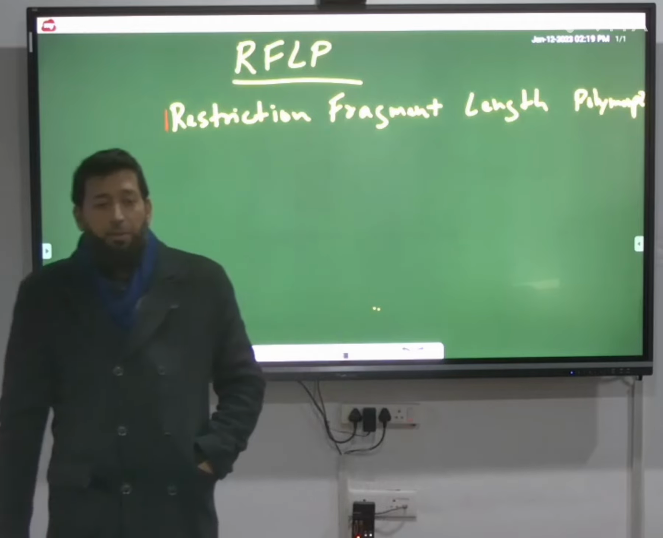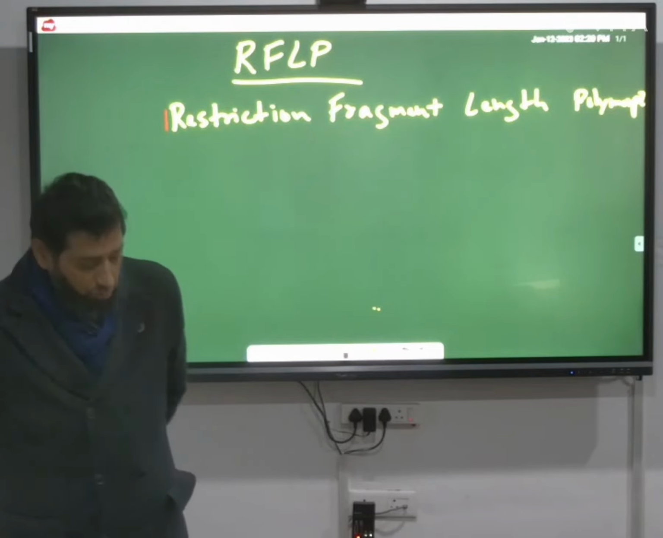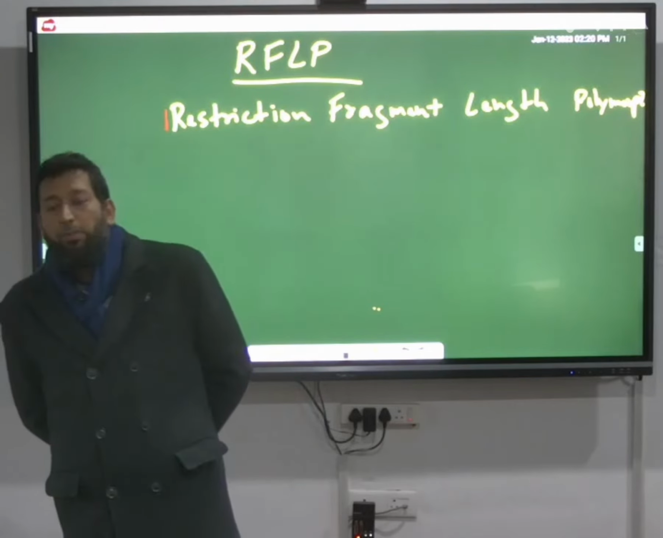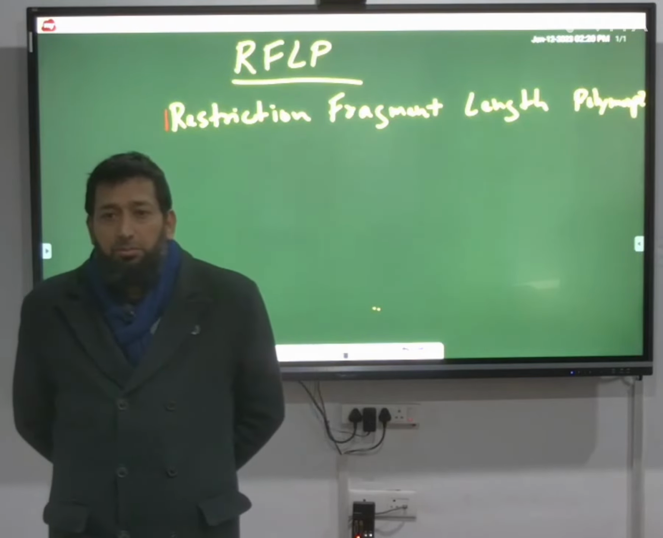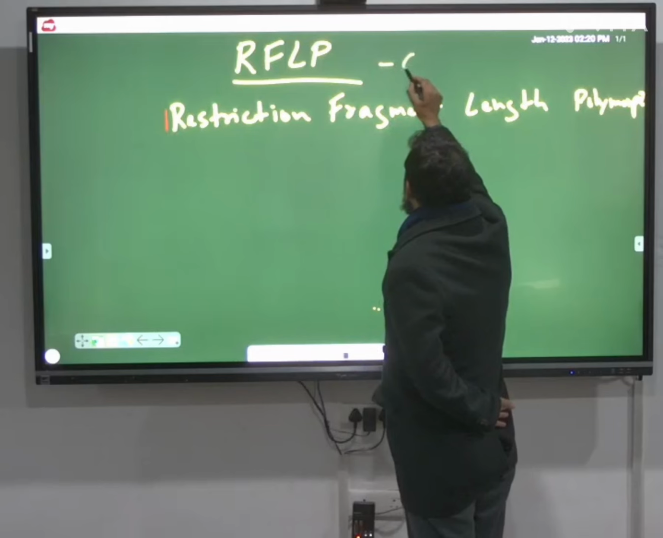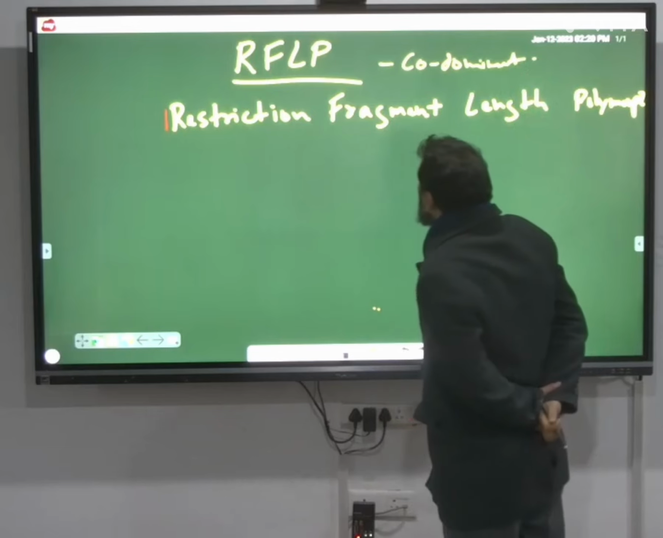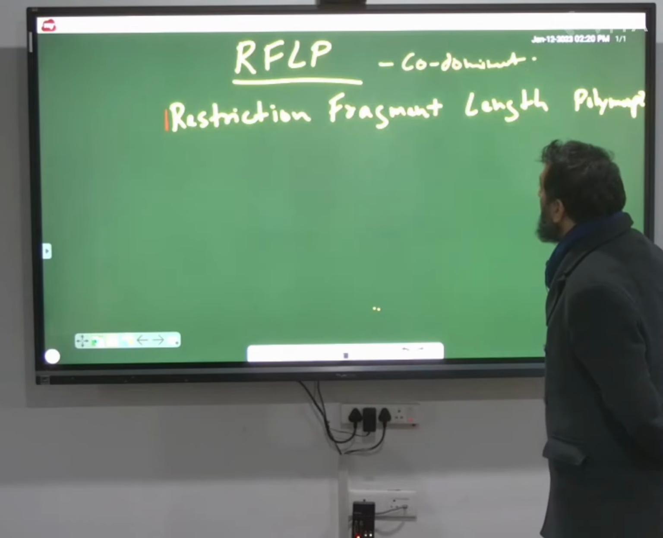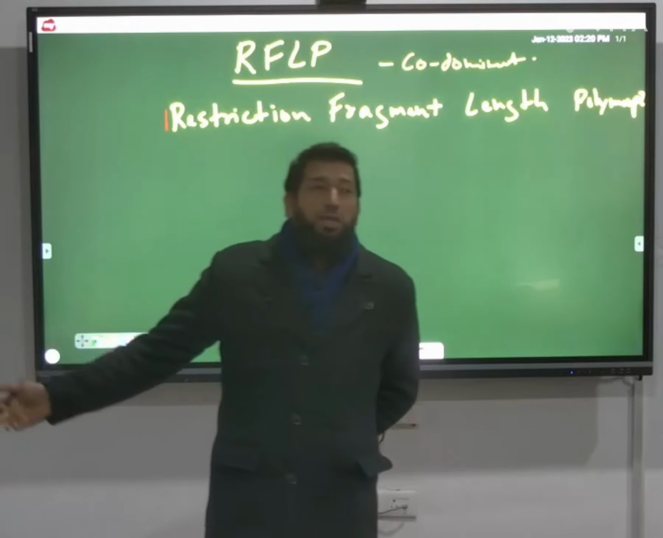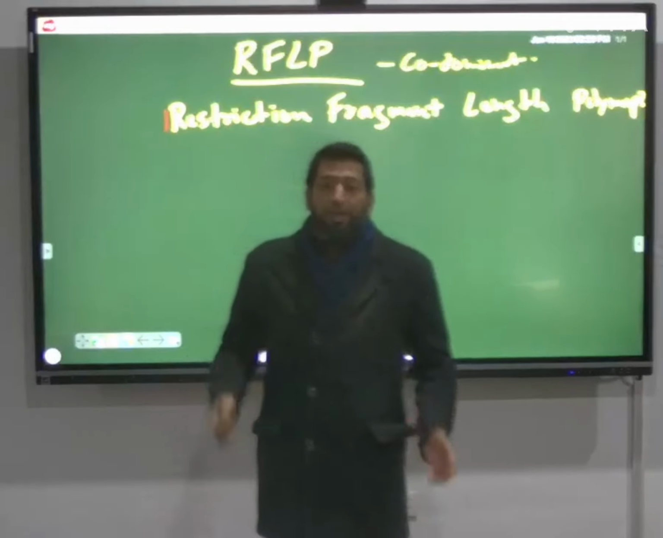So restriction fragment length polymorphism is a marker that we use to see variation between two, say, crop plants or variants. So RFLP is a codominant marker. And before we move forward, this also gives us some bands, okay? And we should know how to interpret these bands.